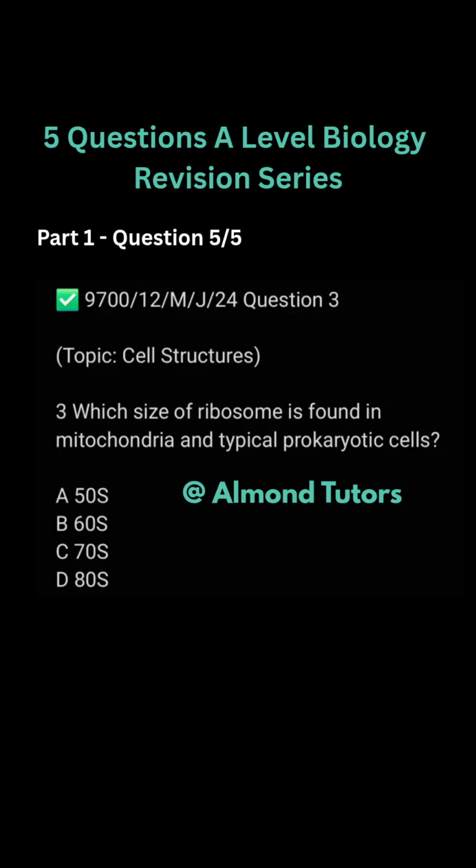Hey, biology students, we are back on the 5-question series on A-level biology revision, where we've been focusing on paper 1 skills, that is multiple choice questions. We've so far done 4 questions on one topic, and that topic is cell structures. So we are now on the final question, and this final question comes from a 2024 paper that was done in May, June, and this is paper 1-2.